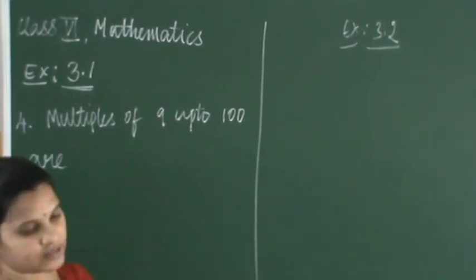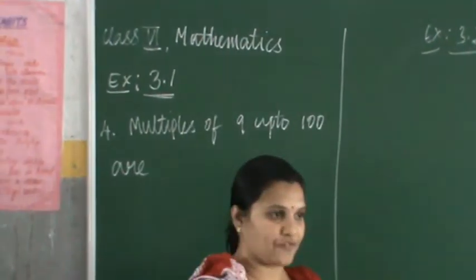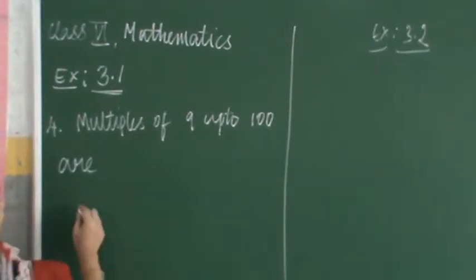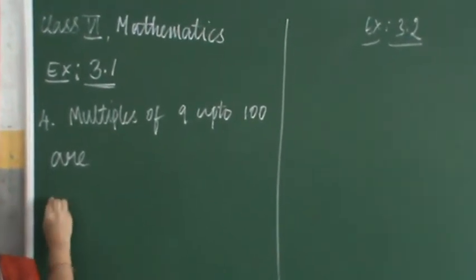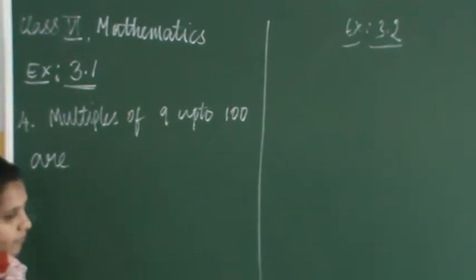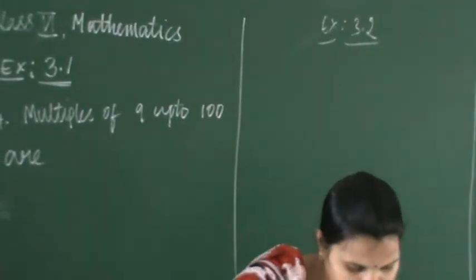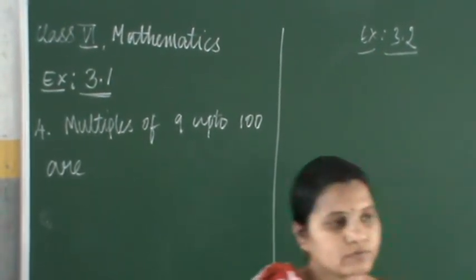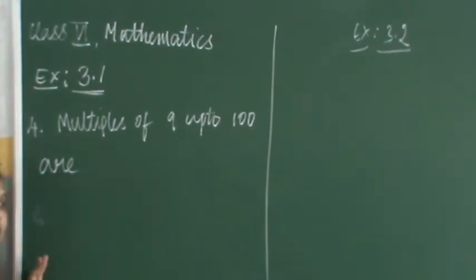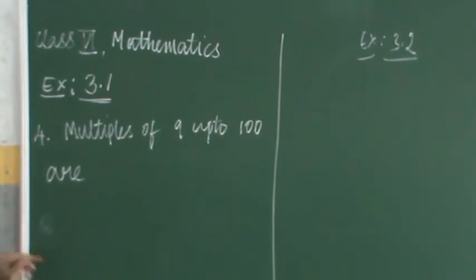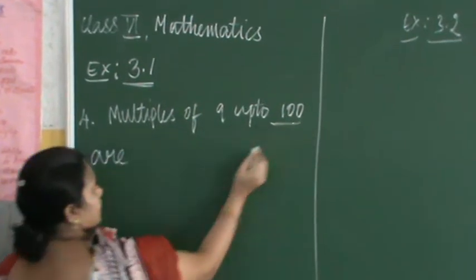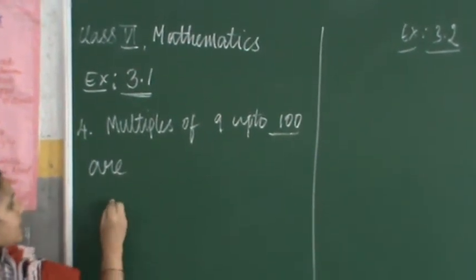What's the question given, children? You have to find the multiples of 9 up to 100. What are the multiples I said? What are the multiples we discussed? What is a multiple? Every number is a factor of, and a multiple of, itself. So what are the multiples of 9 up to 100 is what it is asking.